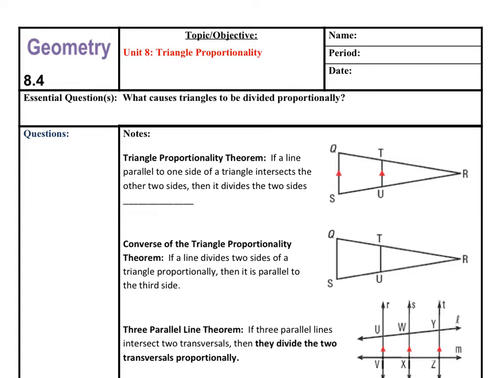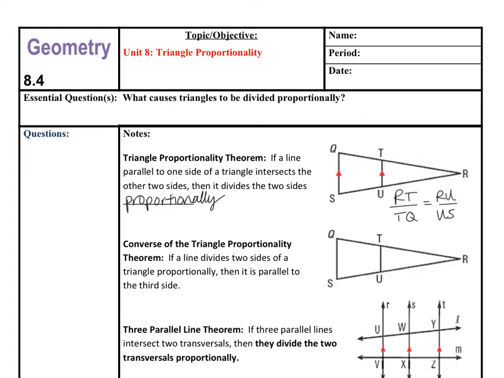Okay, the triangle proportionality theorem says if a line is parallel to one side of a triangle and it intersects the other two sides, then it divides the two sides proportionally. Before we move on to the converse, let's write some proportionality statements. That would mean RT over TQ is equal to the proportion RU over US.